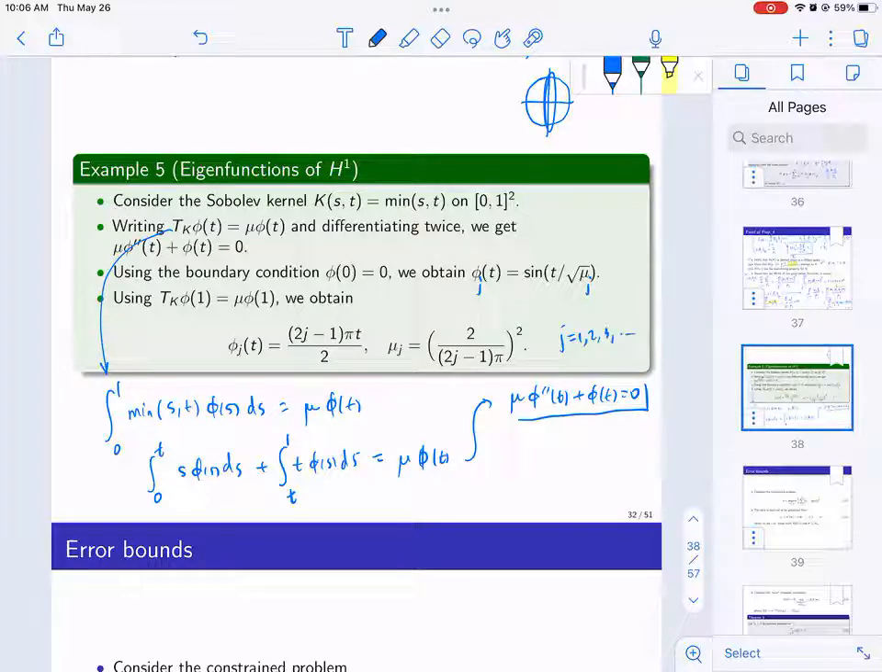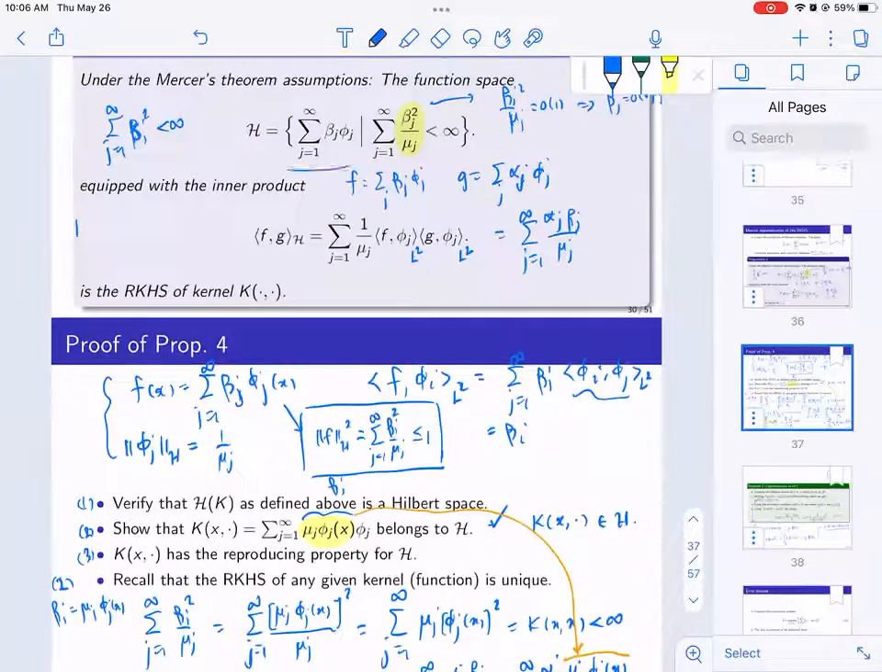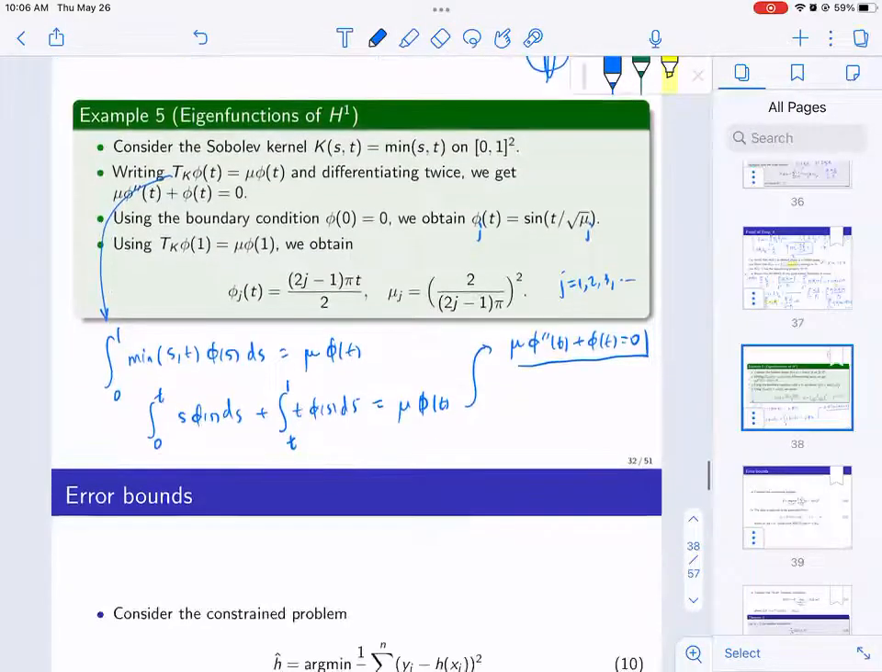So these functions, phi j's, that look like this, they span the RKHS. Okay, so the RKHS contains the linear span, and then you can write the series expansion, right? The series expansion holds with these phi's for this RKHS. So you can represent every function as a summation of these with coefficients such that the coefficients squared divided by mu j goes to 0.